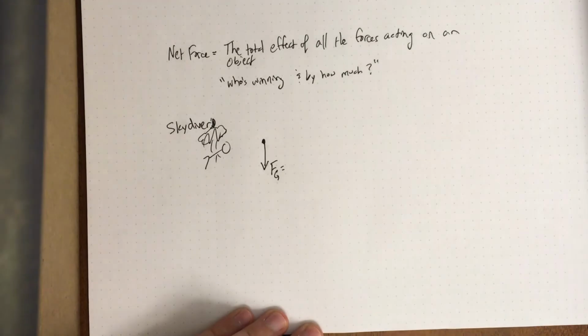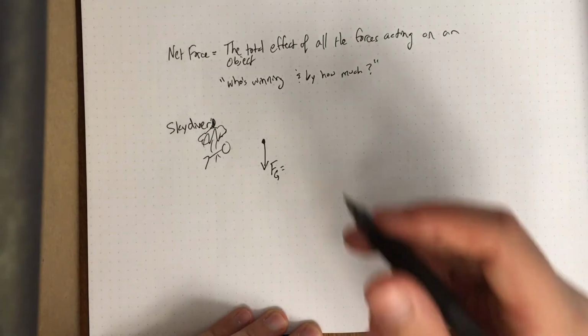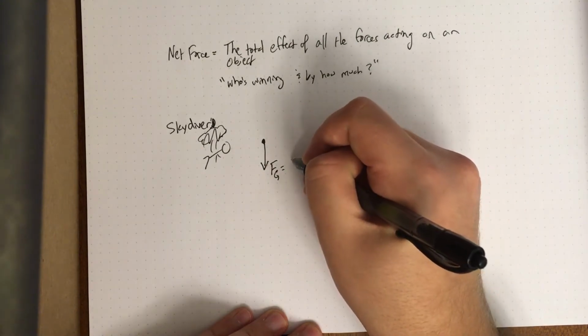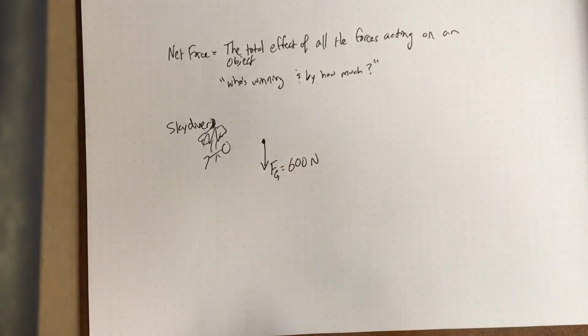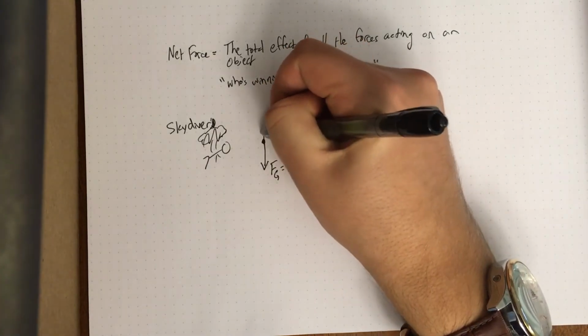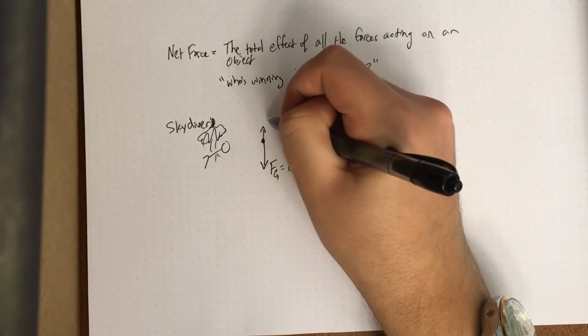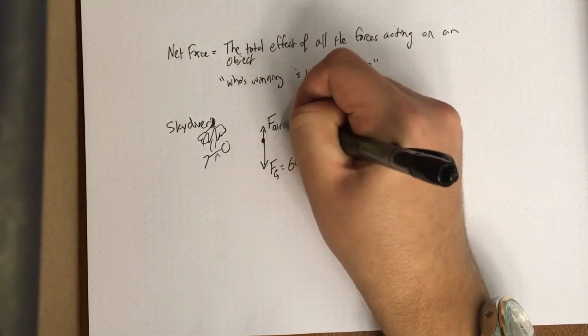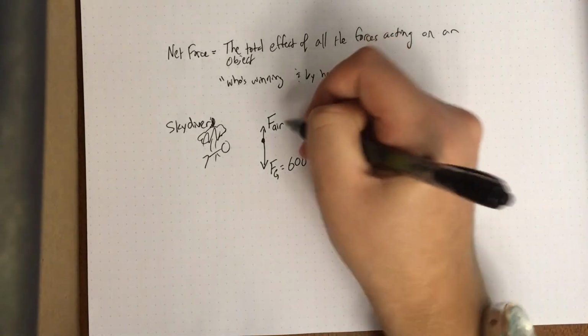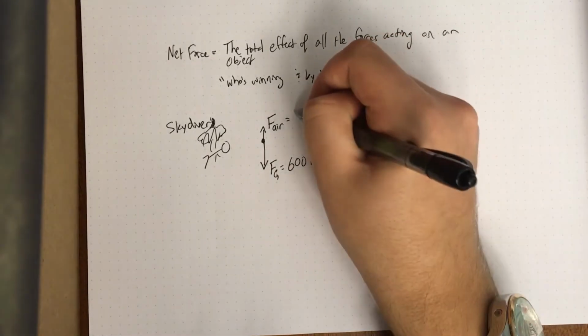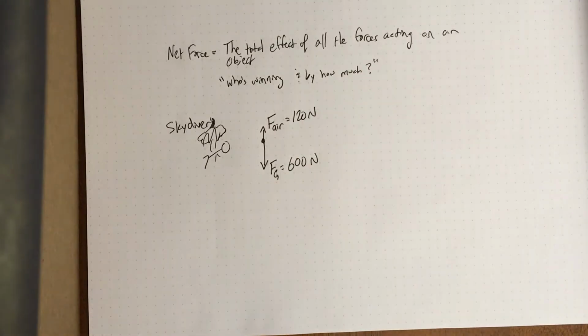And I'm just going to make up a number. I'm going to say that the force of gravity is pulling him down with, say, 600 newtons of force. But we know this isn't happening in a vacuum, so there is probably some air resistance here as well. Before he's opened his parachute, the air resistance is probably less than the force of gravity. So I'm going to call this a force of air resistance, F air, and I'm just going to make a number up, 120 newtons of air resistance.